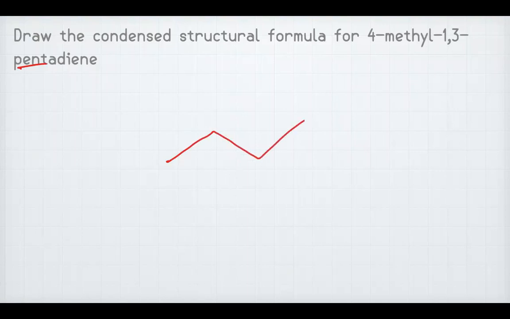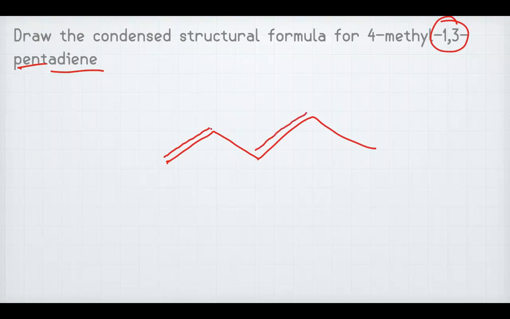1, 2, 3, 4, 5. Now you've got a diene, which means there are 2 double bonds. You look to the position numbers here to figure out which ones they're on. It's on number 1, number 3. Now for number 1, I'm going to put it here. So that's 1, 2, and 3. Put it here.